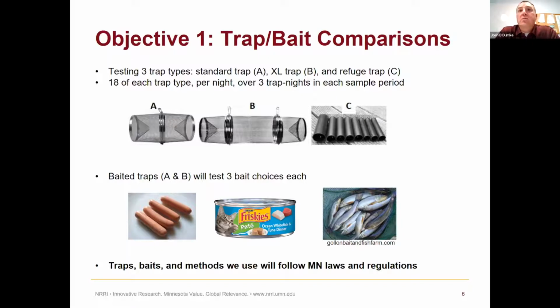And a different trap type that there isn't much literature on for rusty crayfish, but it's used more frequently in Europe, is a refuge trap. And this is a series of pipes that crayfish will crawl into to hide. And they're not baited. It is a passive collection trap. And there's been a lot of reporting that it's a much higher female catch ratio than the baited traps.